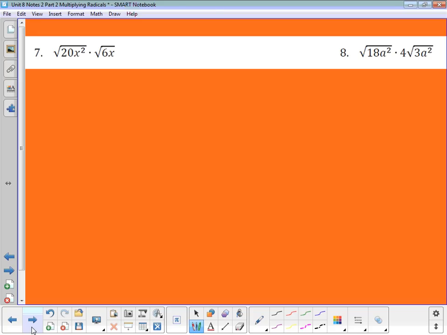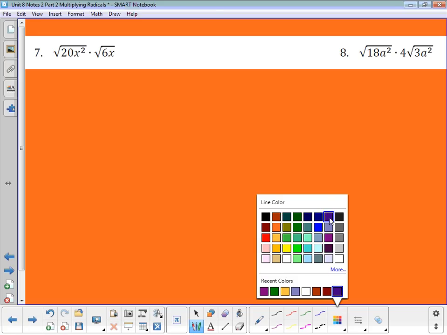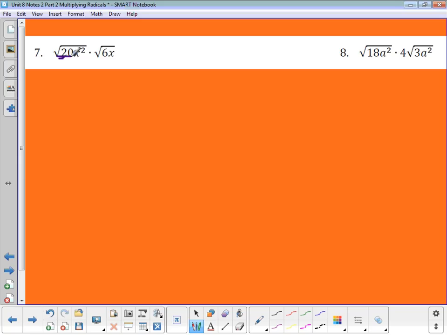So now we're adding some variables, but it doesn't change what we're doing. So the first thing we're going to do is multiply 20 and 6 together. And when you do that, you get 120. And then you're going to multiply x squared times x to the first. Now remember, when you multiply x squared times x to the first, you're going to add those exponents, and that gives you x cubed. So we have 120 x cubed.